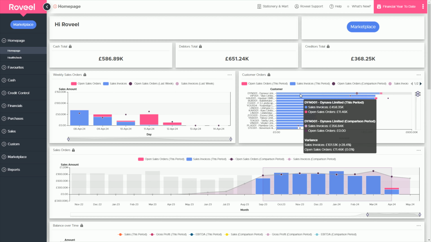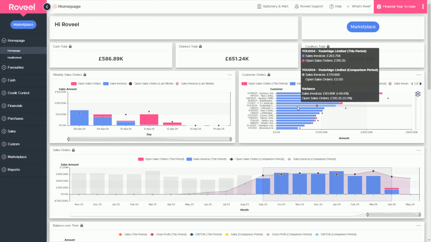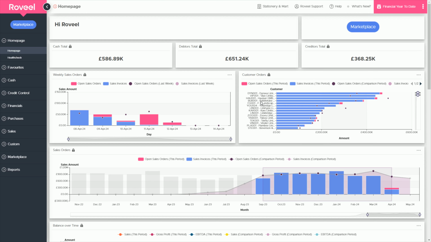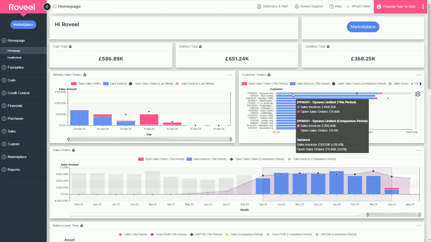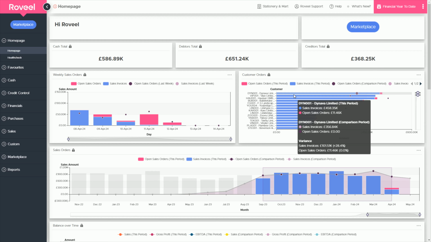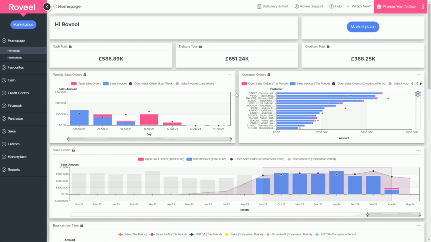We then provide a summary by individual customer. So this is looking at the financial year to date. It's locked to that financial year to date and shows you exactly the status of where you are. So how many open sales orders you've got and the invoices, and again, compares that against the previous year, automatically pulling out the variances. So you can immediately see which customers are performing and which customers aren't.